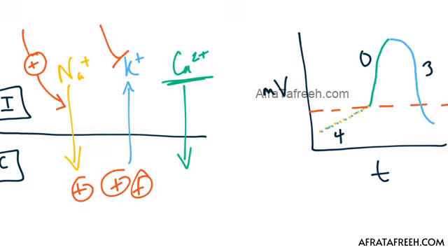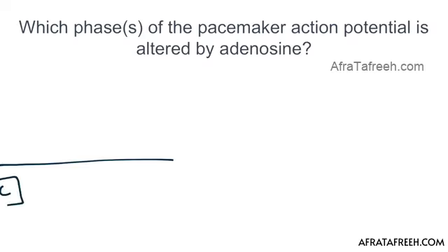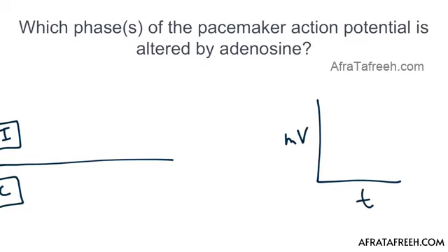Okay, with this in mind, let's do a question to solidify this material. Which phase or phases of the pacemaker action potential is altered by adenosine? Before we answer the question, let's draw this out. Again, this is the cell membrane, the cytosol, and the interstitium. And this is the graph with millivolts on the y-axis and time on the x-axis. I'll also draw a normal pacemaker action potential here.